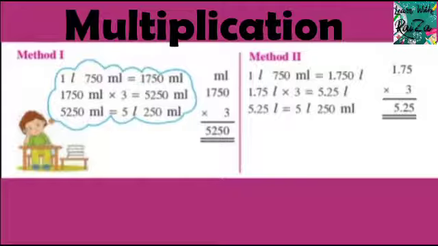5250 means 5000 is equal to 5 liters and 250 milliliters. So it is 5 liters and 250 milliliters. So this is how you have to multiply by 1 unit and give the answer in liters and milliliters.